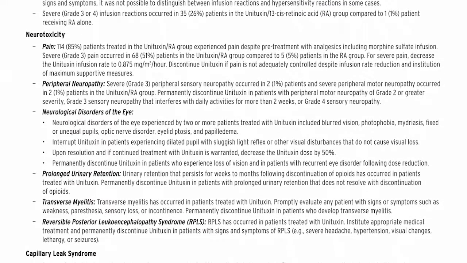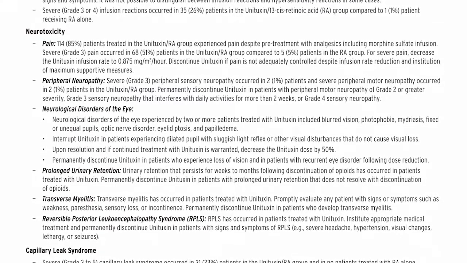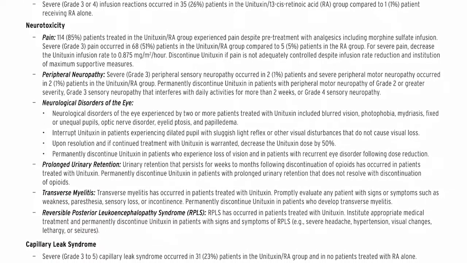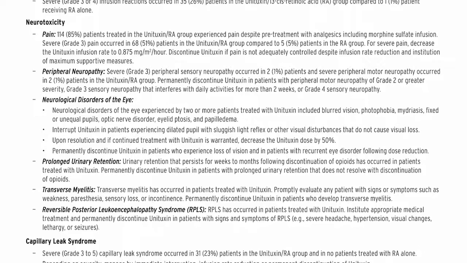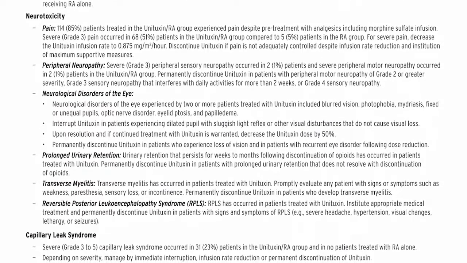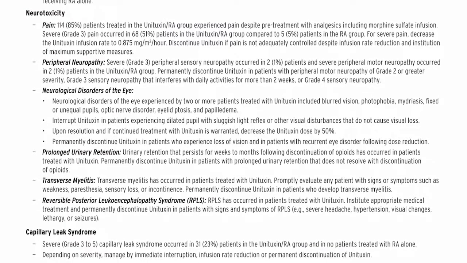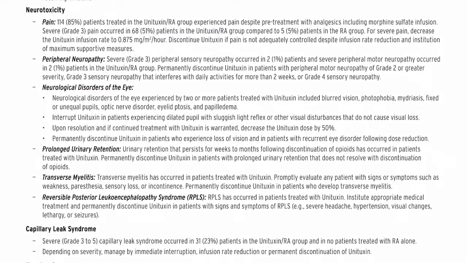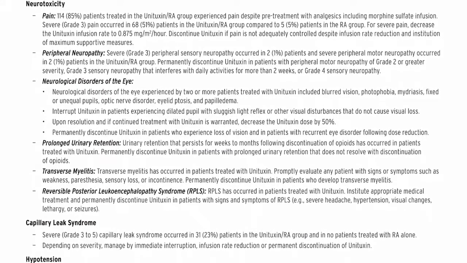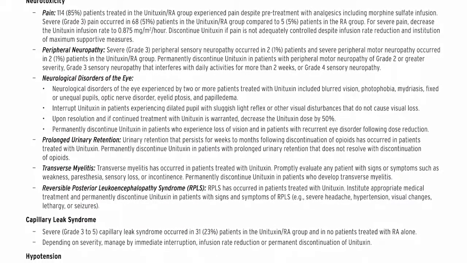Interrupt Unituxin in patients experiencing dilated pupil with sluggish light reflex or other visual disturbances that do not cause visual loss. Upon resolution, and if continued treatment with Unituxin is warranted, decrease the Unituxin dose by 50%. Permanently discontinue Unituxin in patients who experience loss of vision and in patients with recurrent eye disorder following dose reduction.